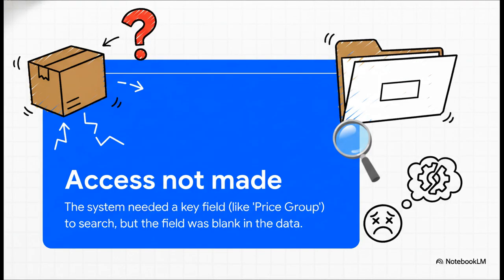It's basically the system's confession. It's saying, look, I was told to find a price using a specific key, let's say price group. But when I went to the evidence file for this product, the price group key was missing. The field was blank, so I couldn't even try to look for the price.